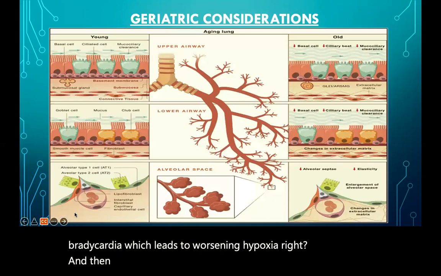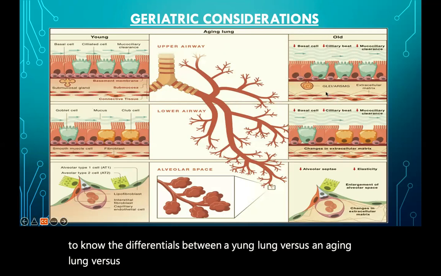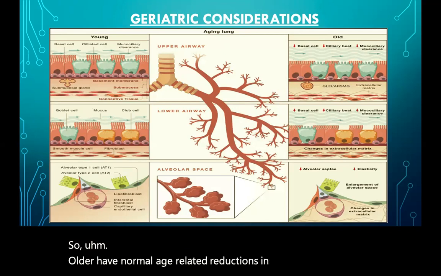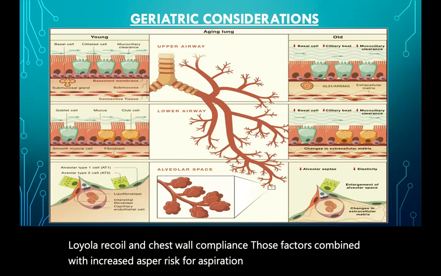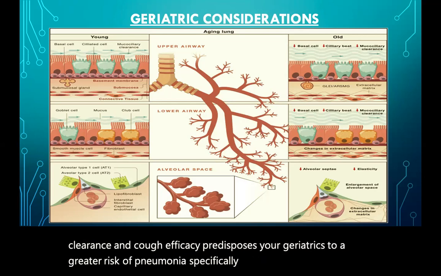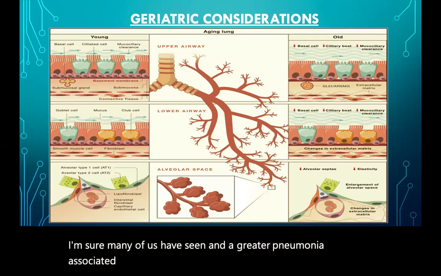And then in terms of geriatric considerations, you need to be able to know the differences between a young lung versus an aging lung versus an old lung. Okay, so older adults have normal age-related reductions in compliance, resistance, alveolar recoil, and chest wall compliance. Those factors combined with increased risk for aspiration and decreased mucociliary clearance and cough efficacy predispose your geriatrics to a greater risk of pneumonia, specifically aspiration pneumonia, which I'm sure many of us have seen, and a greater pneumonia-associated morbidity and mortality.